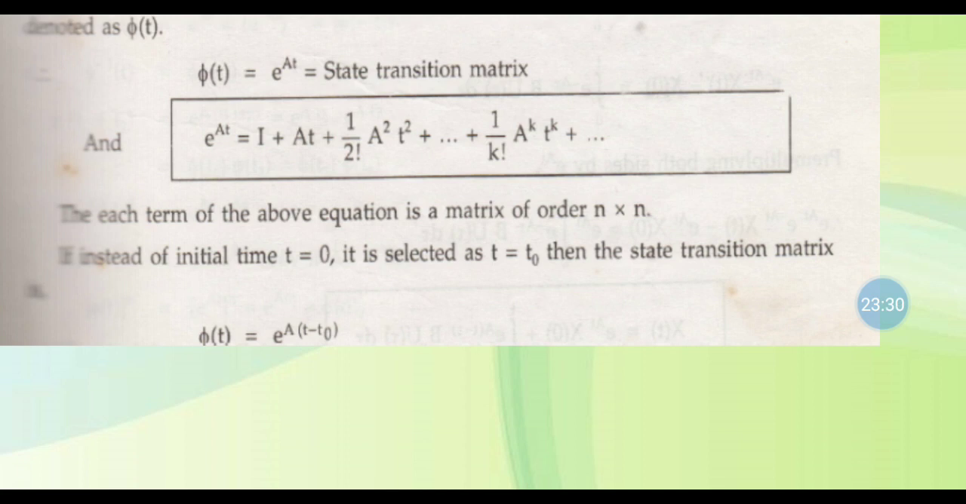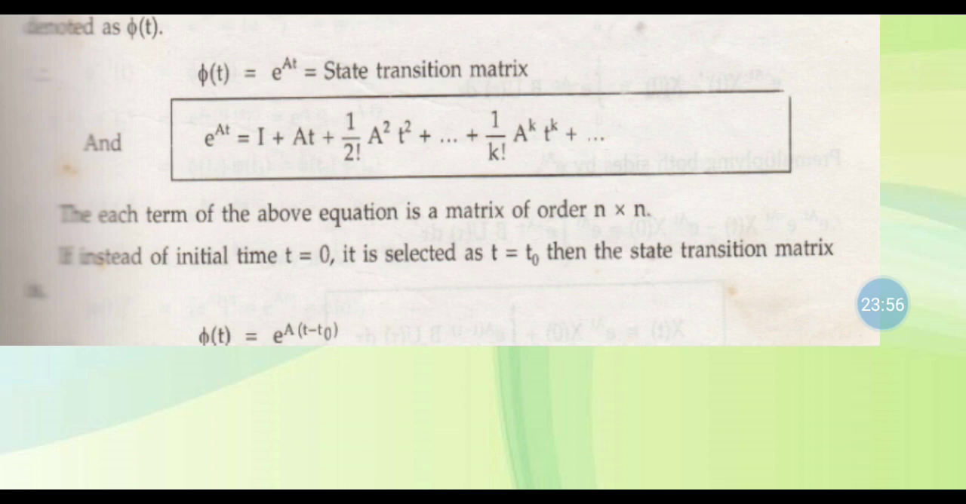As it is an exponential term, the matrix e raised to At is called the matrix exponential, and it is also responsible for the transition of the state x of t at any time t from the initial time, and hence it is called the state transition matrix, which is denoted as phi of t. Phi of t is equal to e raised to At, which is the state transition matrix.